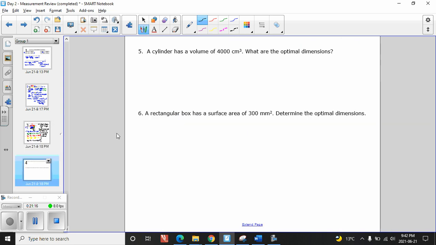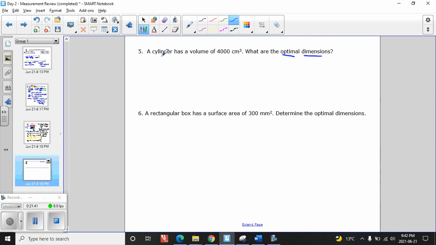All right, the final 2 questions for this bit of measurement review. These ones have to do with optimal dimensions for 3-dimensional shapes. Optimal dimensions. Dimensions means we actually want to know the length, the width, the height, the radius, depending on what the shape is. We want those numbers, not just the full volume, which is given.